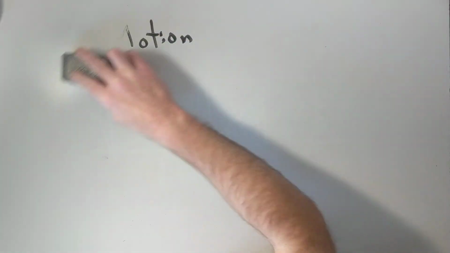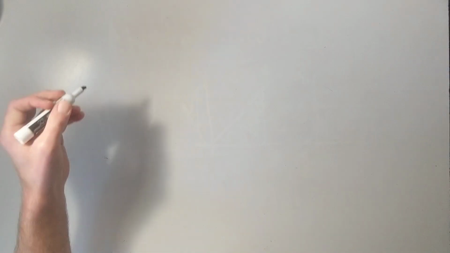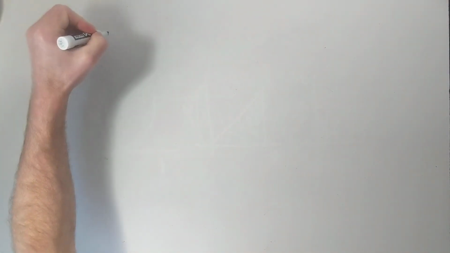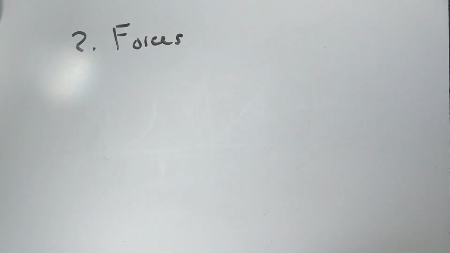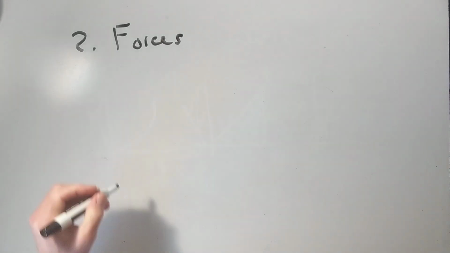The second unit, which is one that just kept having things that could come out of it, was forces, because there were so many things you can do with it. And it really comes down to three basic rules, Newton's three laws, and then some applications of it.